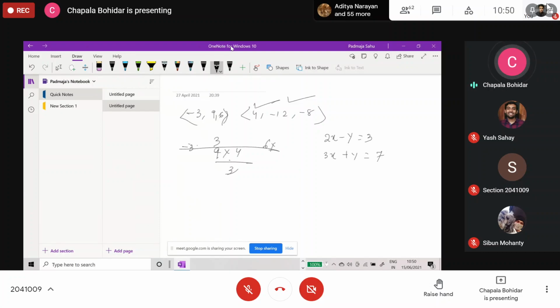What will you do? Can anybody say the answer? It is question number 29. The answer is in your book. Acute angle between these two lines.